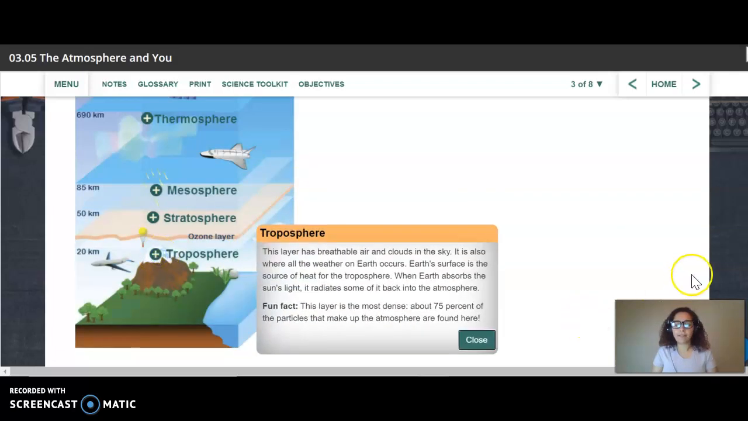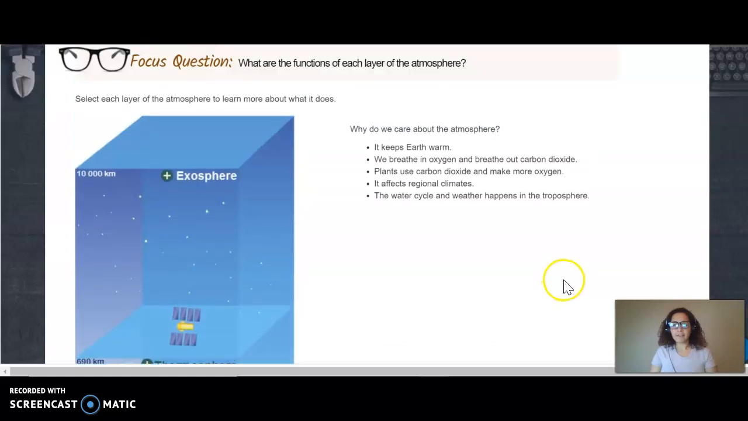So the very lowest layer of the atmosphere is going to be called the troposphere. And this layer has the breathable air and the clouds that we can see. And it's also where all of the weather occurs on Earth. So Earth's surface is the source of heat for the troposphere. So remember, we were talking about how land and air can exchange energy from each other. So this is going to be the case with the troposphere. The heat source, again, is going to be the Earth. So those are the different layers of the atmosphere.